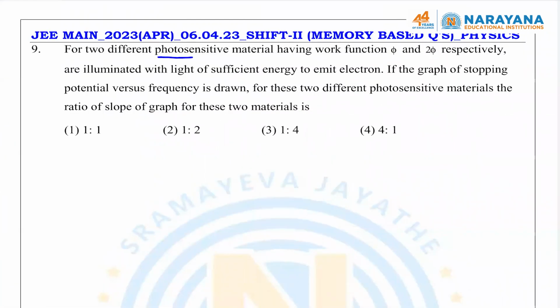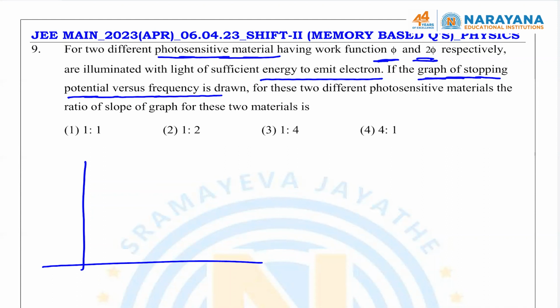We have two different photosensitive materials having work function phi and 2 phi. They are illuminated with light of sufficient energy to emit electrons. If we draw a graph of stopping potential versus frequency, that is a very famous graph. We are drawing a graph between stopping potential and frequency, and we want to compare the slope. This is a very important point to note. For that, we need the equation.